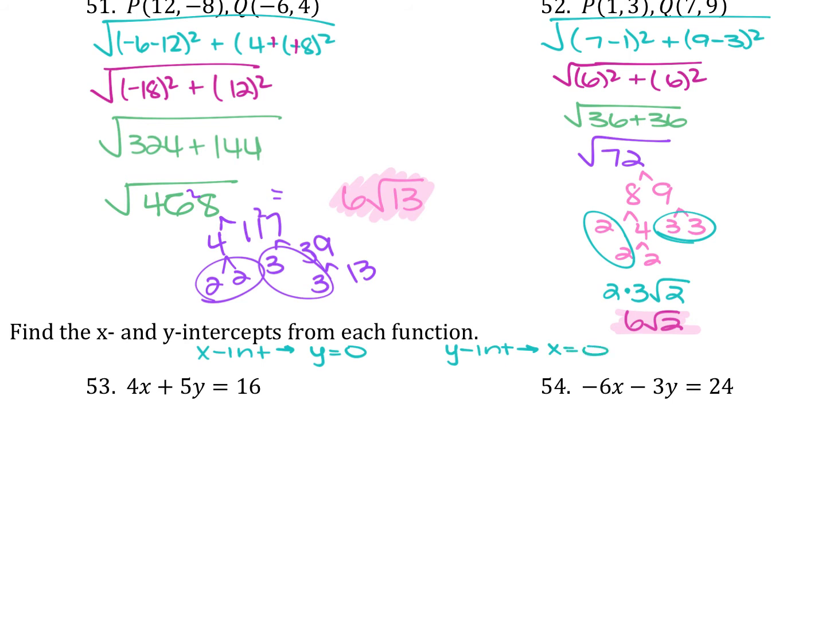So for 53, they give you 4x plus 5y is equal to 16. If we first find our x-intercept, we're going to plug in the 0 for y, so it's going to be 4x plus 5 times 0 is equal to 16. The 5 times 0 cancels, so you have 4x is equal to 16. Divide each side by the 4, and you get that x is 4. This is not your answer for your x-intercept. Your answer for your x-intercept is an ordered pair, which is (4, 0).